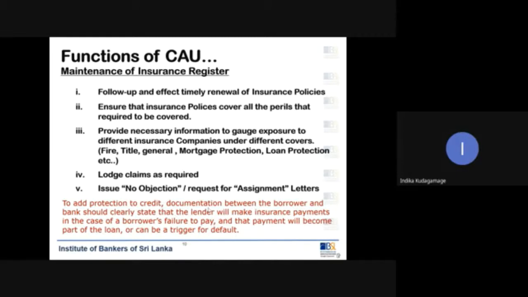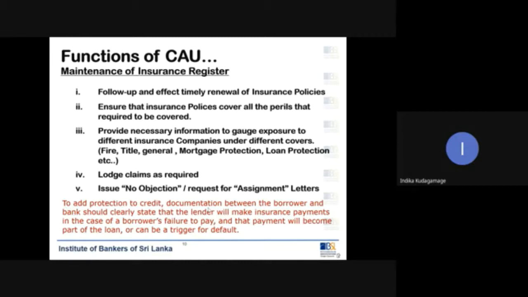Still in Sri Lanka, insurance is given very low weight, right? So we have to be very careful. We need to have all mortgage properties insured properly to the market value or the insurance value, not to the loan value. Then you need to hold the original insurance policy. All should be assigned to the bank, and proper premium has to be paid. Annual reviews have to happen. So all these things have to be done by CAU.